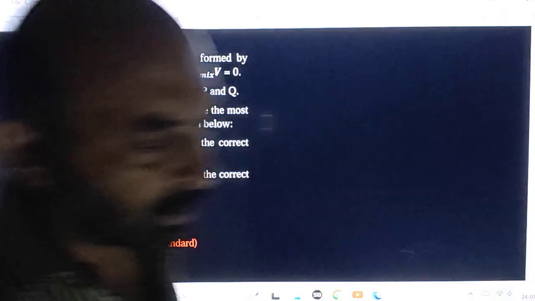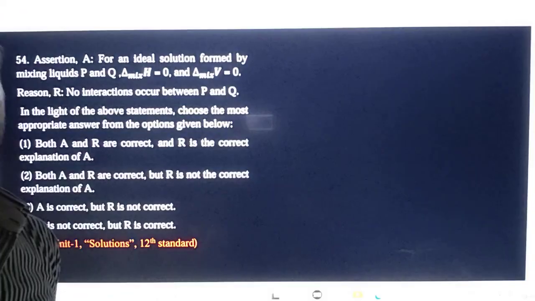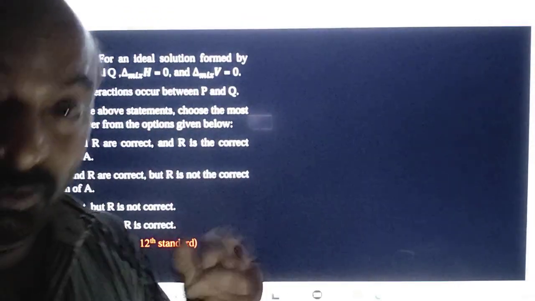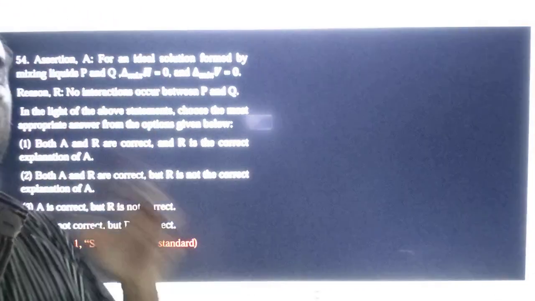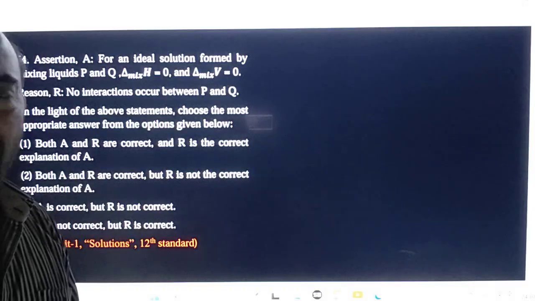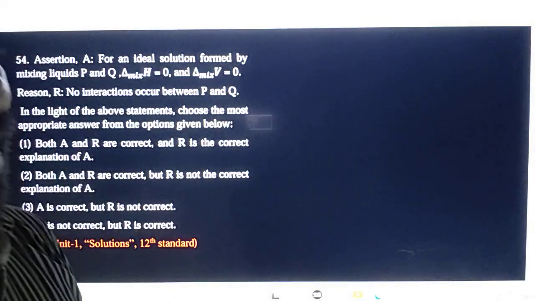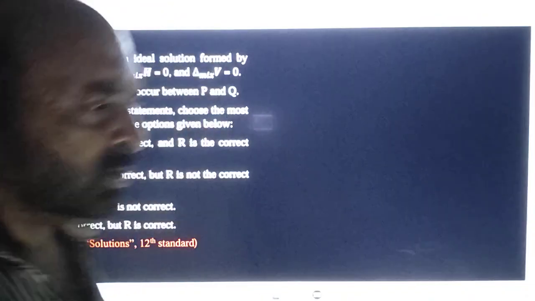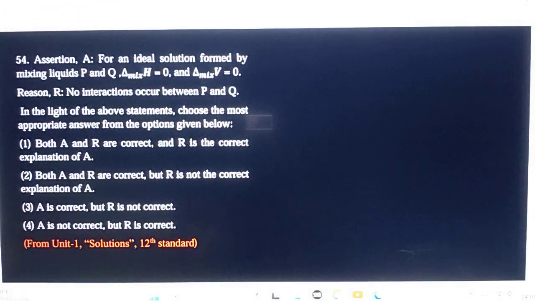See, in last year's exam, there were no assertion reason type questions, only statement 1, statement 2. In assertion reason type, the problem is that we may get confused between option 1 and option 2, that is, whether the reason justifies the assertion or not. Sometimes some confusion arises. But in this particular case, even though the question is of assertion reason type, there is no such confusion. See, reason is what? No interaction occurs between P and Q.